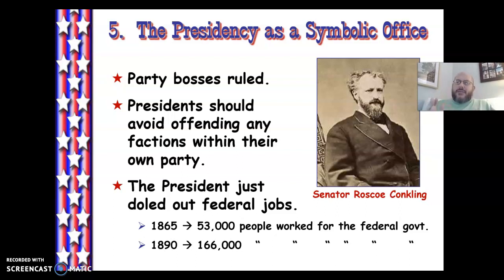So, once again, keep in mind, this is a presidency that is limited in power, much more so than compared to today. And we see this is the golden age of machine politics. And, of course, its impact on patronage.